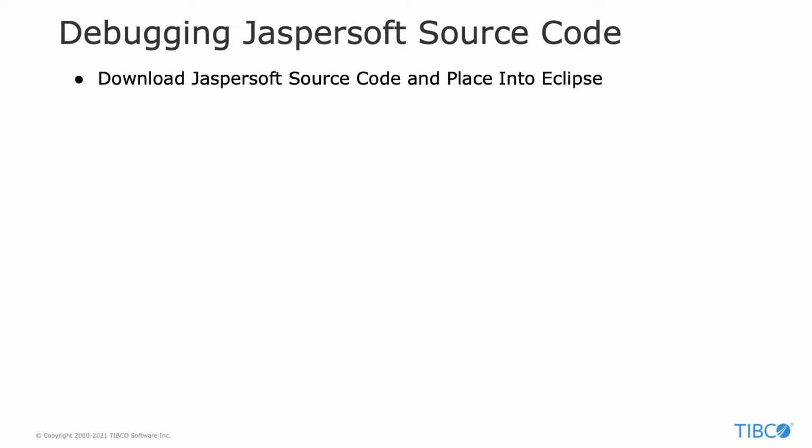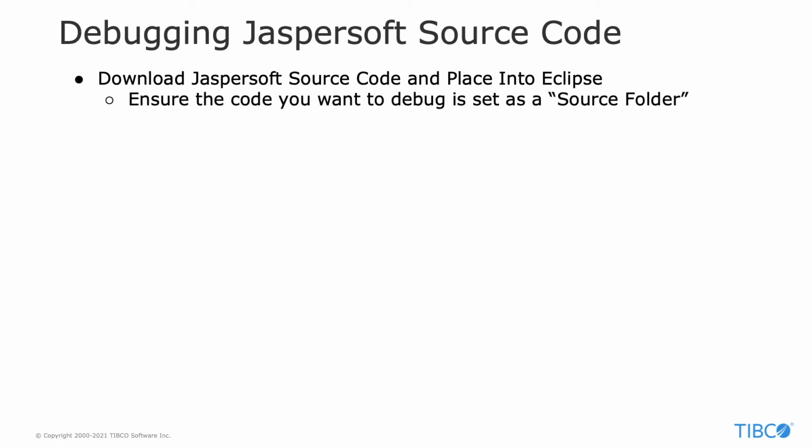It comes in a big, massive zip file, and it has all of the source, thousands of classes that make up our actual application, and I'll show you how I put that into Eclipse when I want to play with the actual source code. Once you do want to actually debug a specific class, you want to make sure that it's set as a source folder. Again, I'll walk you through that.